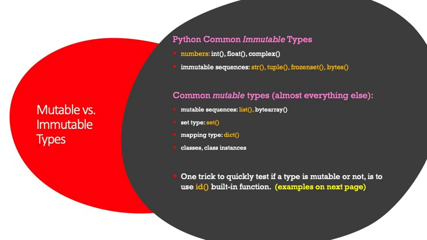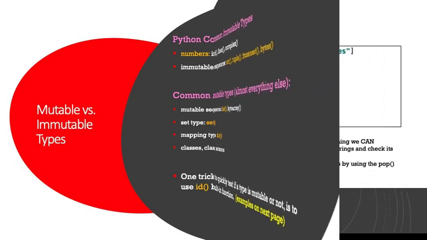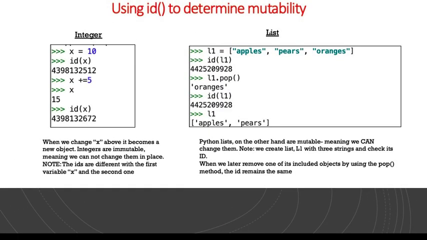One trick to quickly test if a type is mutable or not is to use the built-in id function. We're going to see examples on the next slide. So we use the id function to determine mutability. Look here on the left-hand side. I have x equals 10, so it's an integer 10. Then I pass the id function x.